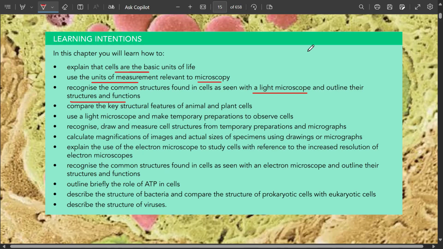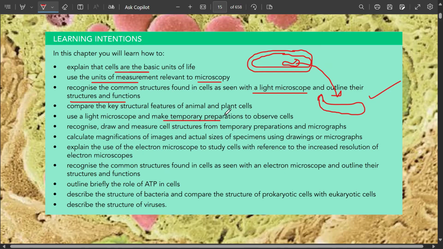For example, you have stated that we have plant cells. If this is a plant cell, it has a cell wall, and inside the plant cell we have, let's say, the chloroplast and all this labeling. In A levels, you are also going to label this chloroplast and these separate organelles as well. This is going to be one addition, and it's going to be very tough as well. We'll be using temporary preparations, how to observe cells, how to draw and measure cell structures using micrographs.